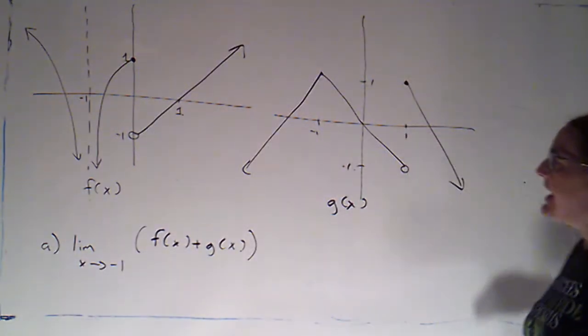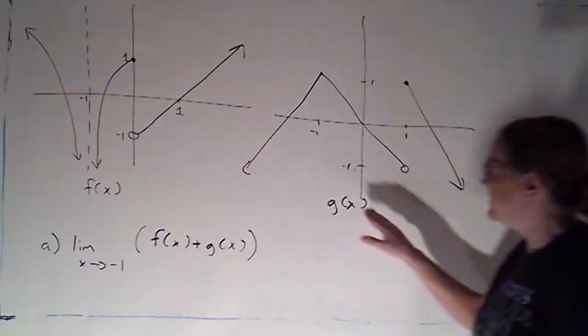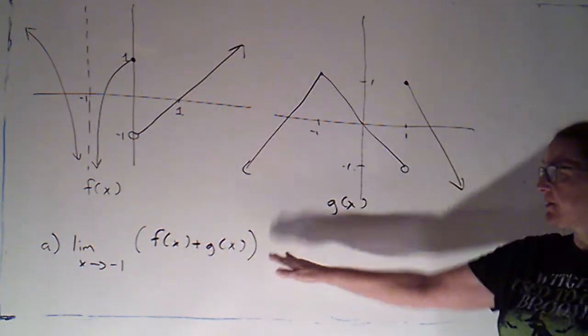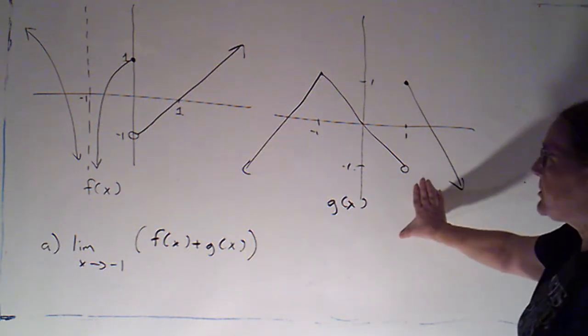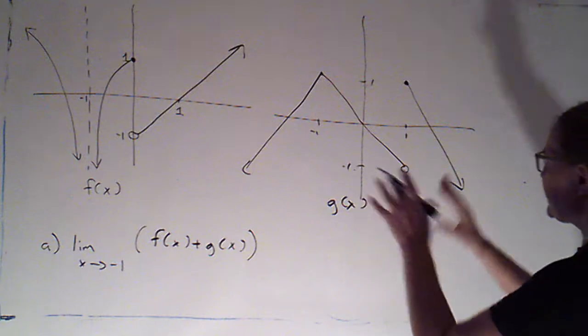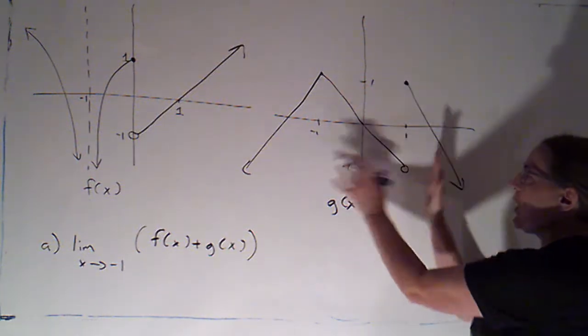Okay, question 2 on last year's final exam involved graphs of these two functions, f of x and g of x, and then we were asked various questions about some limits. Okay, I've copied those graphs on the board, and basically a lot of important stuff happens at 1 and -1.